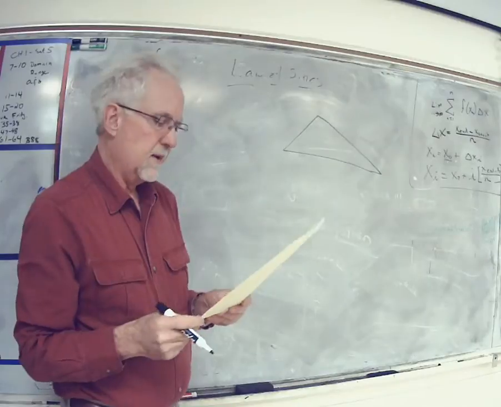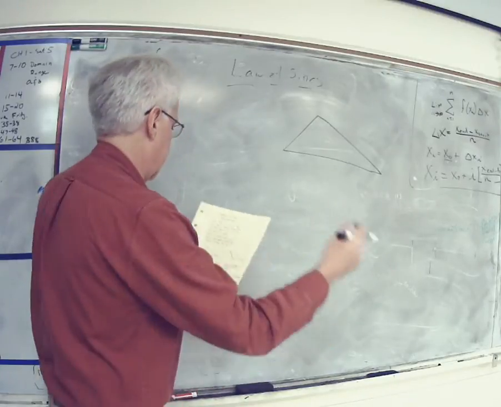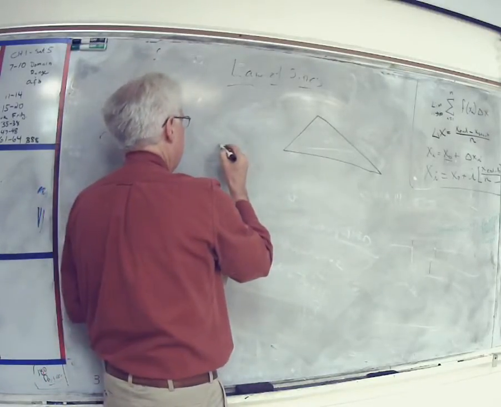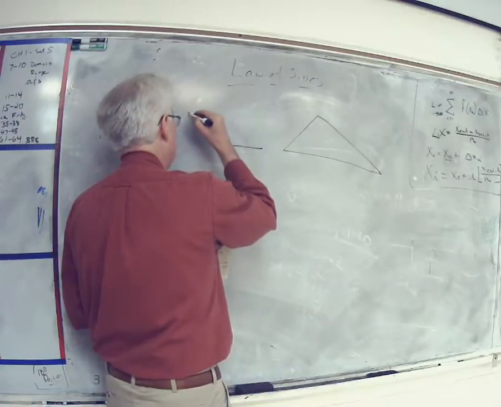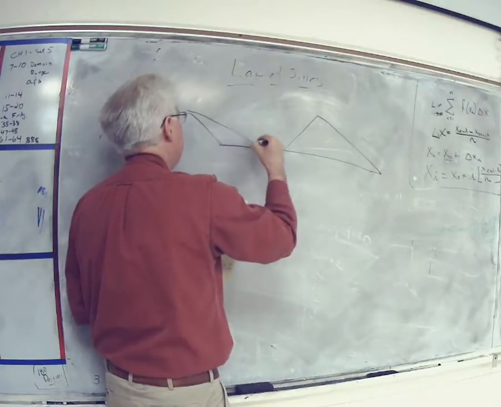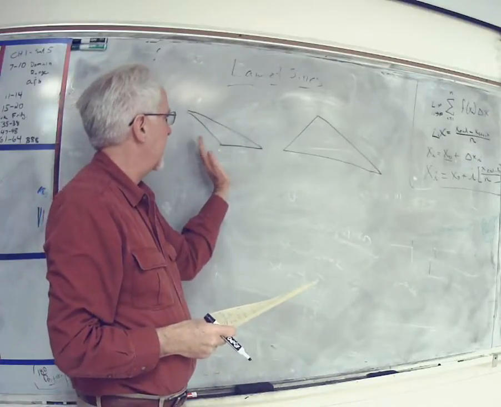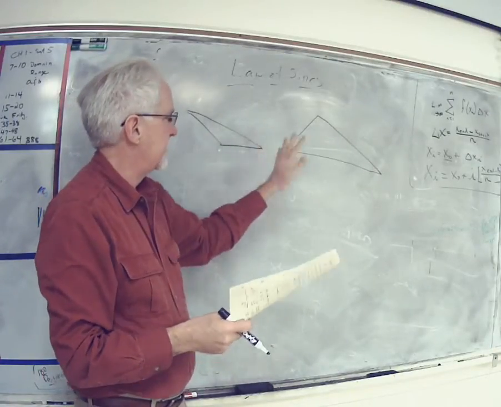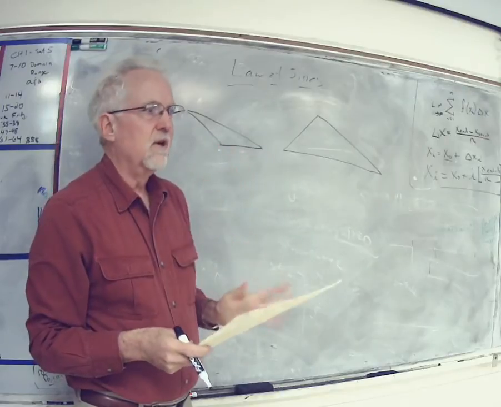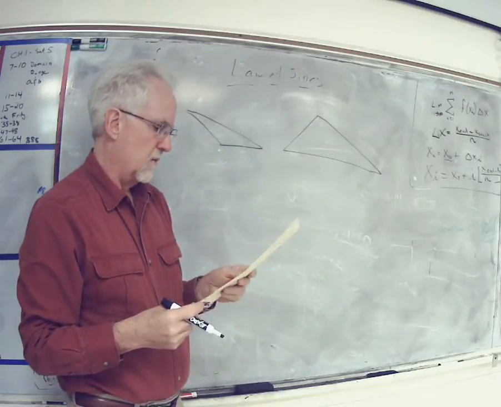So here is a triangle that is a general triangle. It is not a right triangle. There could be one like this, and then there could also be one that would be like this. You can see that one angle is greater than 90, and you can also have it less than 90, and you get two different looking triangles that are not right triangles.